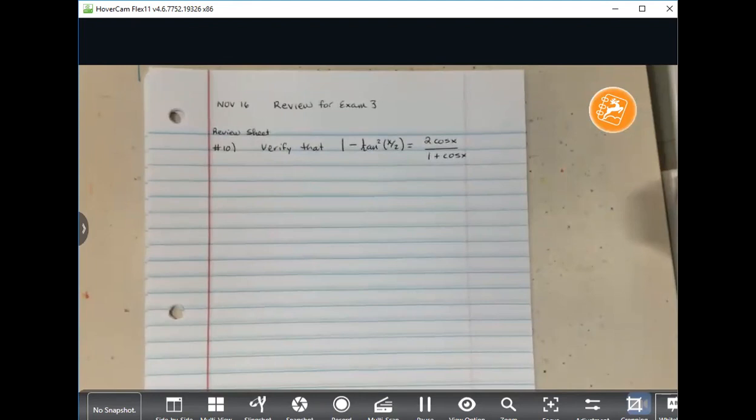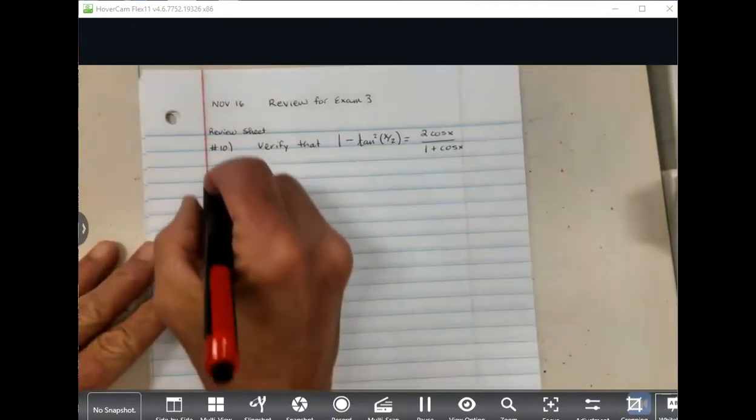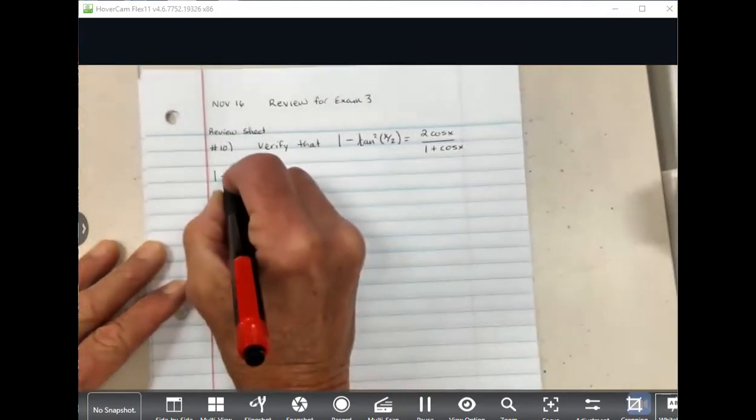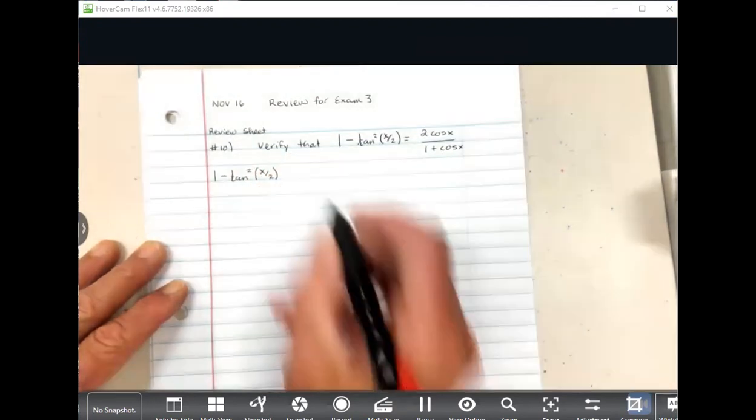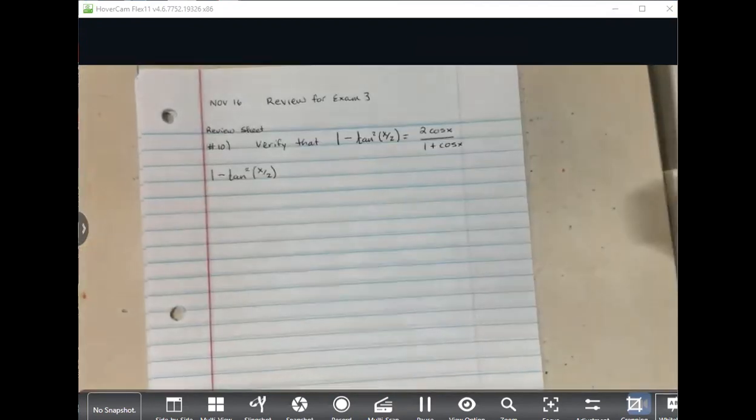All right, right now we're doing verify that 1 minus tangent squared of x over 2 is 2 cosine x over 1 plus cosine x. So what I'd like you to do when you verify identities is tell me what side you're starting with, and then start making replacements using known identities. So I'm going to start with the left-hand side. You'll be given the list of identities. So here are the ones you'll be given.